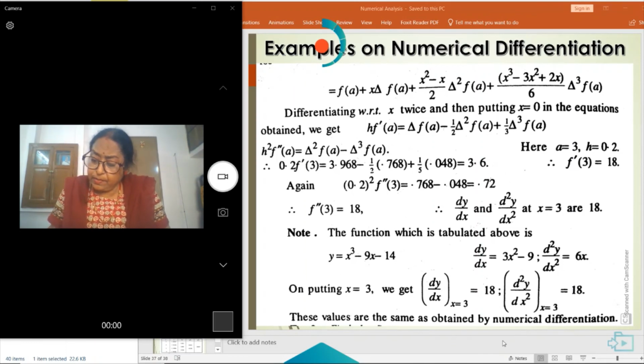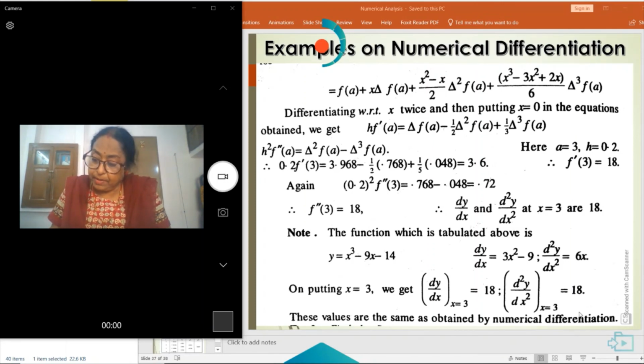Hence, we also know that if the function is given in the form y equal to x cubed minus 3x plus 2, then dy by dx is 3x square minus 3 and d2y by dx square is equal to 6x.